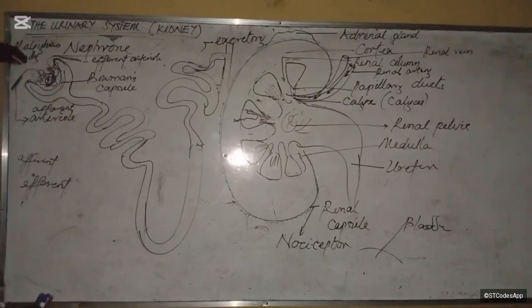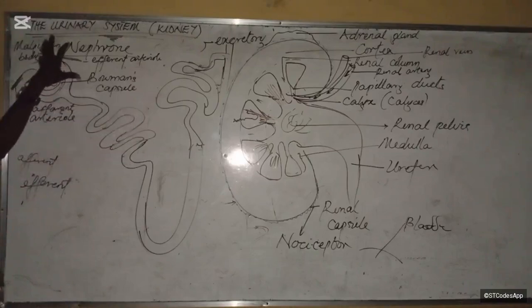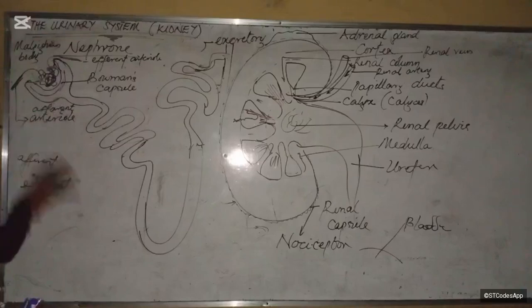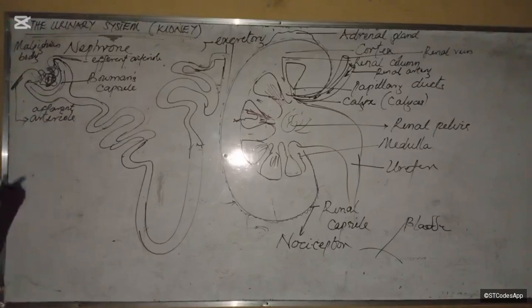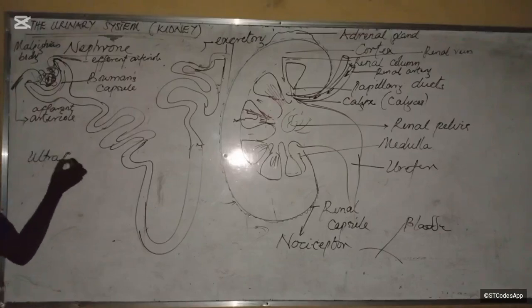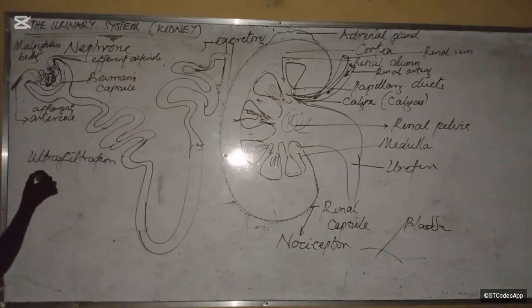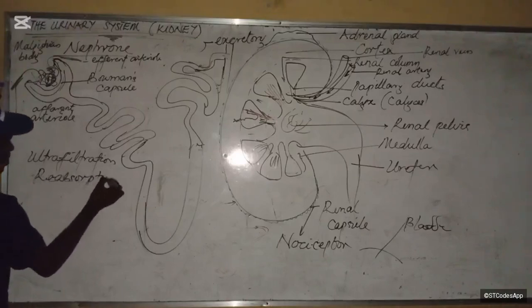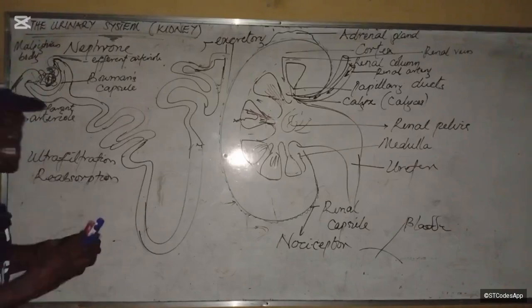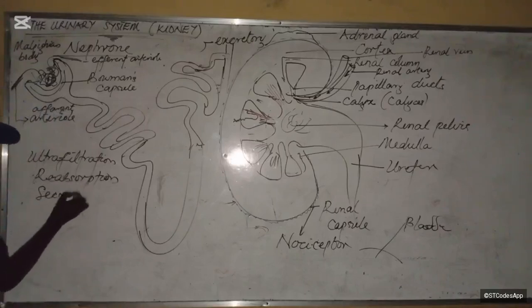Now, the process of urine production happens in three phases. We have filtration, and we call it ultrafiltration because it is at the microscopic level. Is that okay? We have reabsorption, that is selective. So we call it selective reabsorption. It means that it doesn't absorb everything. It only absorbs some. And we have secretion.